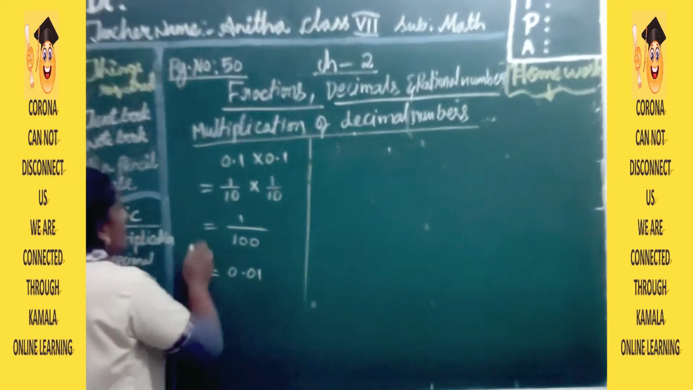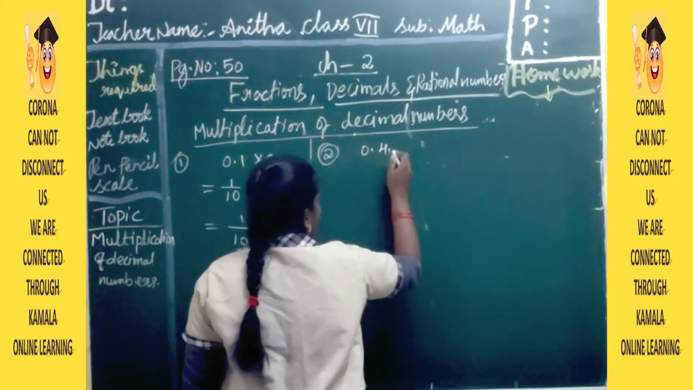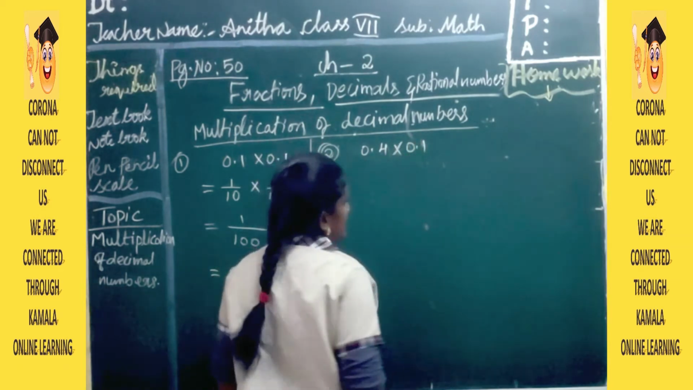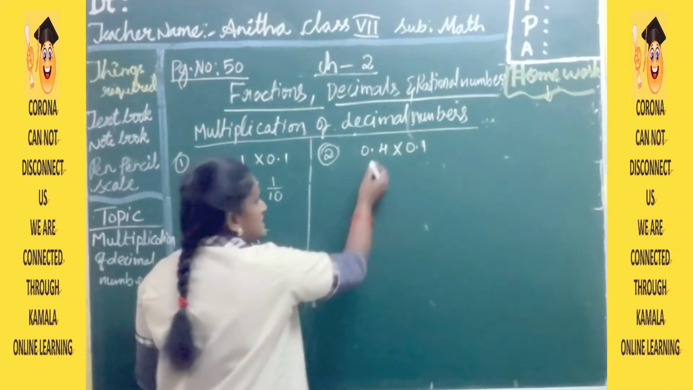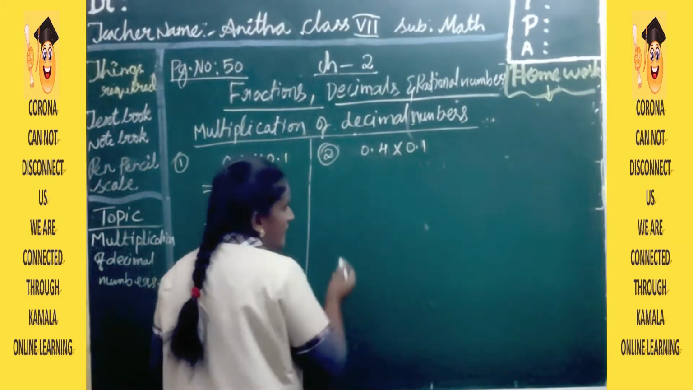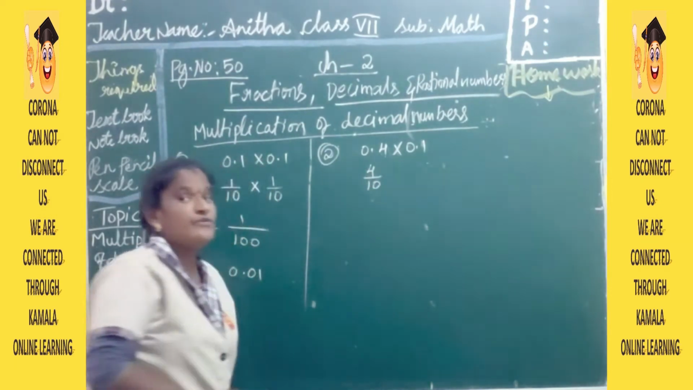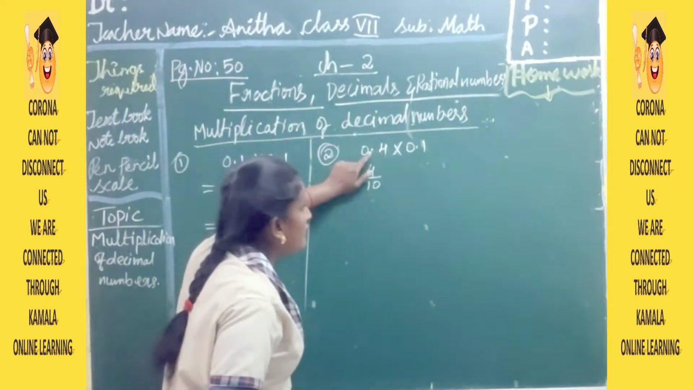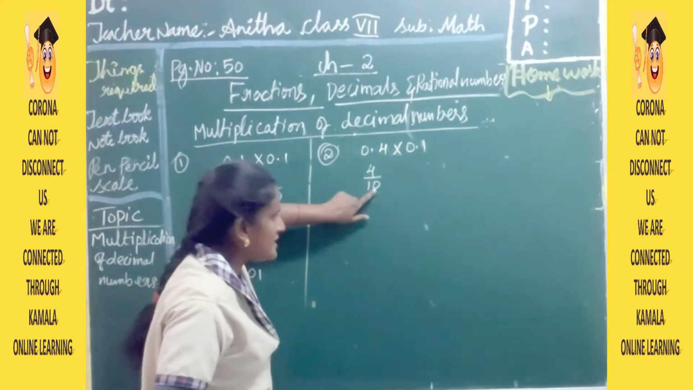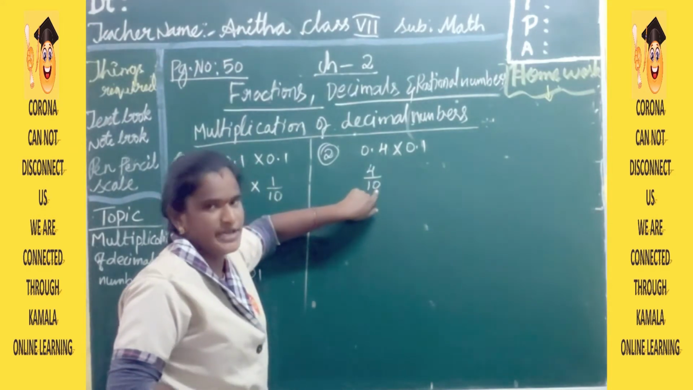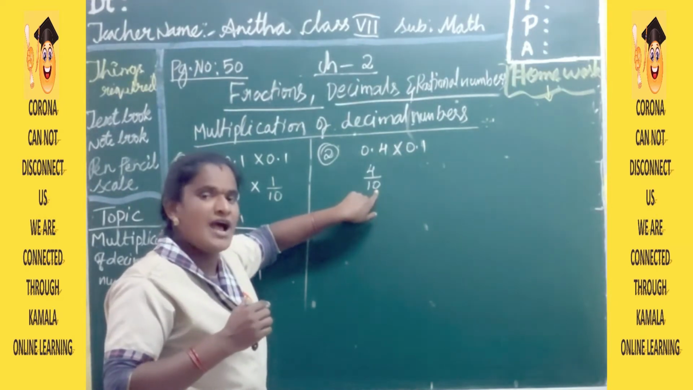Okay. Next, I am going to take one more example. 0.4 into 0.1. So 0.4 can be written as 4 by 10. Why did we write 4 by 10, children? Simple. After the point, how many digits are there? Only a single digit is there. That's the reason we got 10 in the denominator. For example, if 2 digits are there, you will get 100 in the denominator's place.